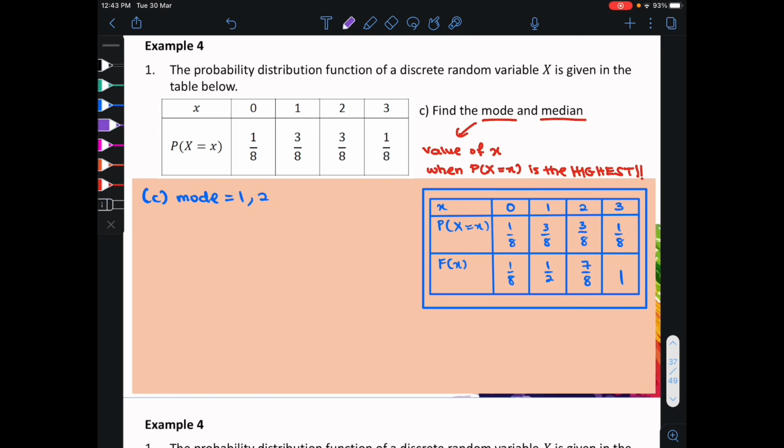What about the median? The median is when you find F(m) equal to 0.5, hence the median is the value of m. Therefore, if you look at the table for F(x) here, we can see that when x is equal to 1, F(1) is 0.5. Hence, the median is equal to 1. And that is how we find the mode and the median.